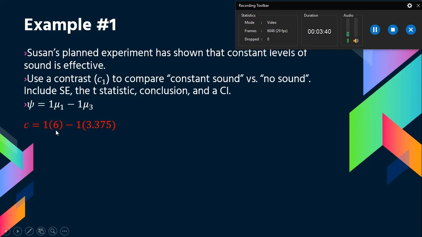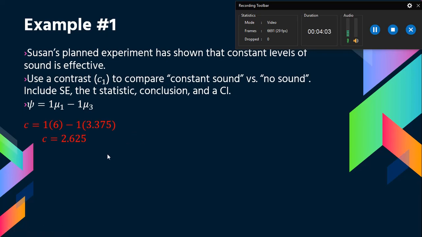6 is the mean for the group that was having constant levels of sound in the background. Group 2 is not being used at all. That coefficient would be 0, but it won't help me in my calculation, so I've decided to omit that. And then the coefficient of negative 1 times the mean for group 3 that had no sound. So the constant value is 2.625.